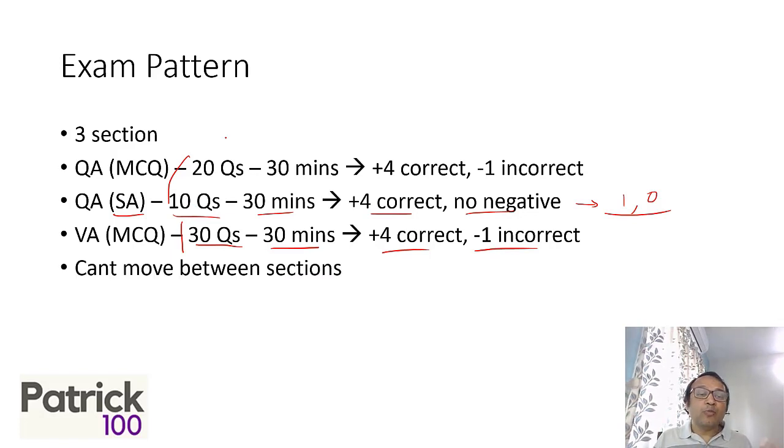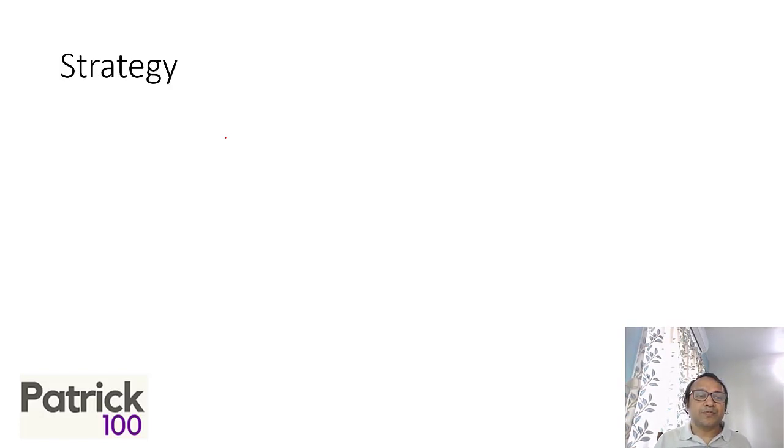One more thing is you cannot move between sections. Unlike IPMAT Rohtak, where you can move, here you cannot move between sections. So 30 minutes quant, that's it. Then it moves to quant without options, and then it moves to verbal ability. So you have to try to maximize your scores in each of the half-hour sections. It's like a CAT examination in half. CAT normally has 3 sections of 1 hour each. Here you have half an hour each.